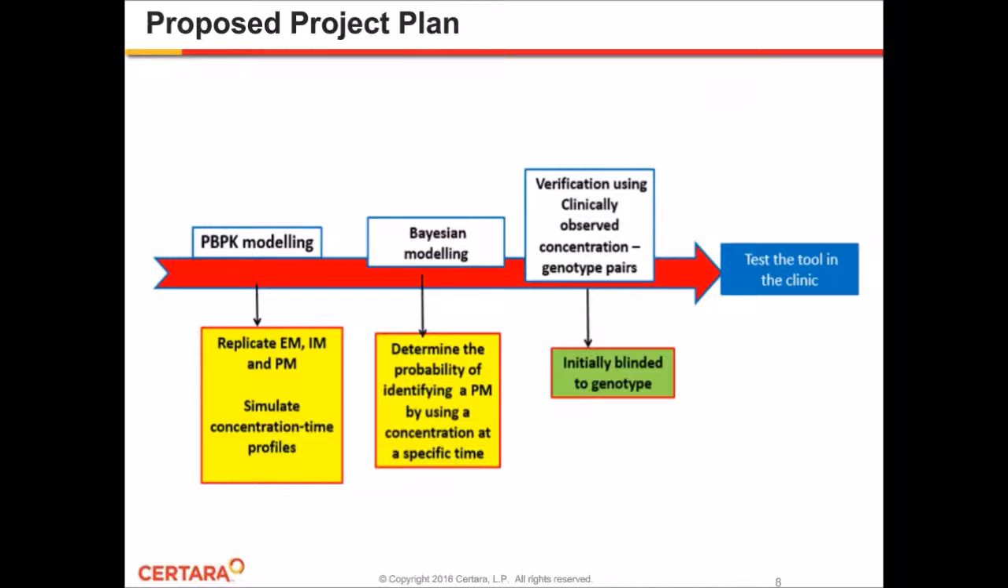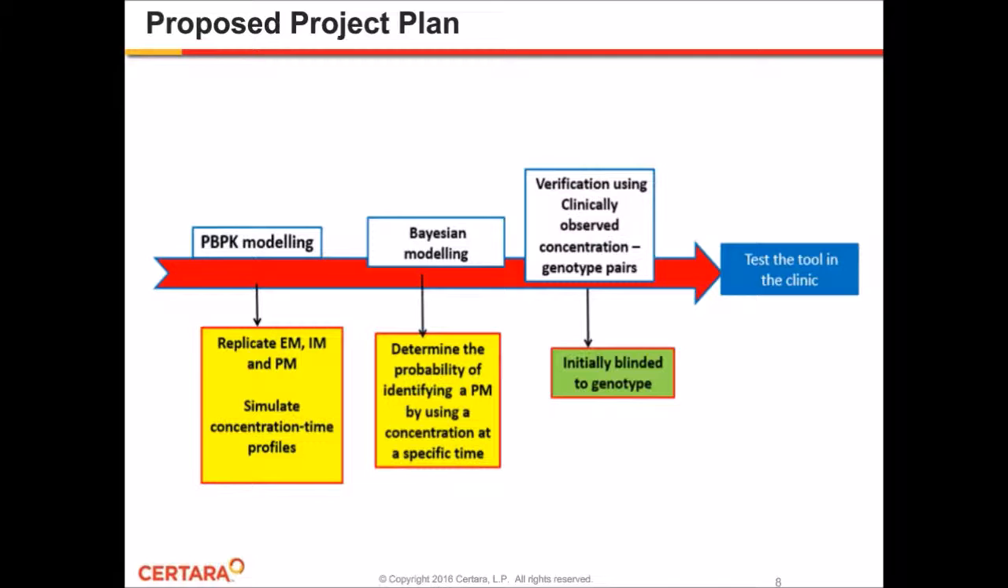This was the proposed plan of action that we came up with. We said we will use PBPK modeling to replicate a large number of subjects that would be EMs, IMs, and PMs. We would then simulate the concentration time profiles in those individuals and use that in our Bayesian modeling. The Bayesian modeling would be used to determine the probability of identifying a poor metabolizer by using a concentration of drug at a specific time.